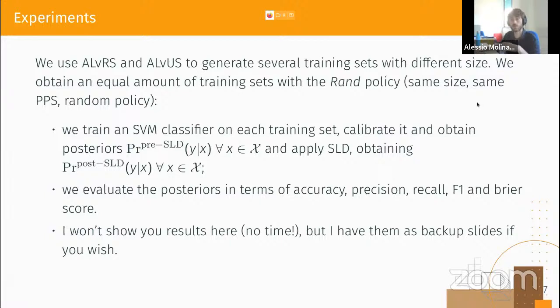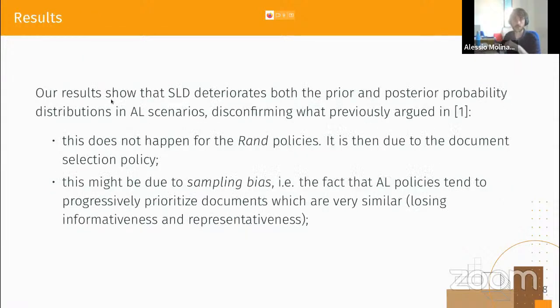So we basically use relevance and uncertainty sampling active learning to generate several training sets with different sizes. And we obtain an equal amount of training and test sets with the RAND policy that I was telling you about. Then we train an SVM classifier. We calibrate it to obtain posterior probabilities, and then we apply SLD. We evaluate the posteriors in terms of a lot of known metrics. But I won't show you results here because, again, I don't have too much time.